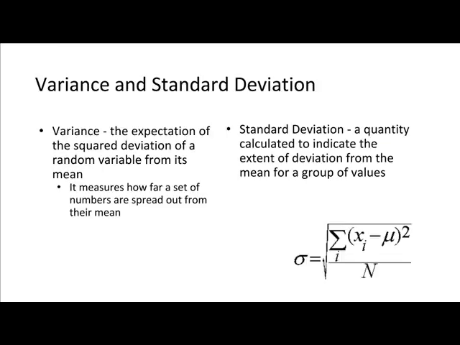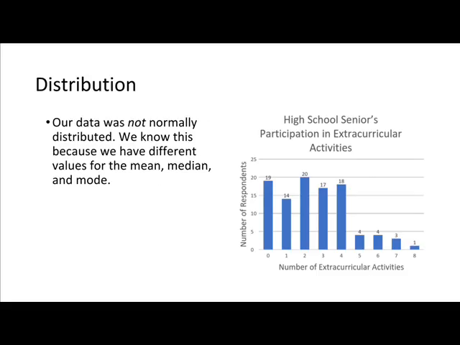Variance and standard deviation. Variance is the expectation of the squared deviation of a random variable from its mean. It measures how far a set of numbers are spread out from their mean. Standard deviation is a quantity value calculated to indicate the extent of deviation from the mean for a group of values.